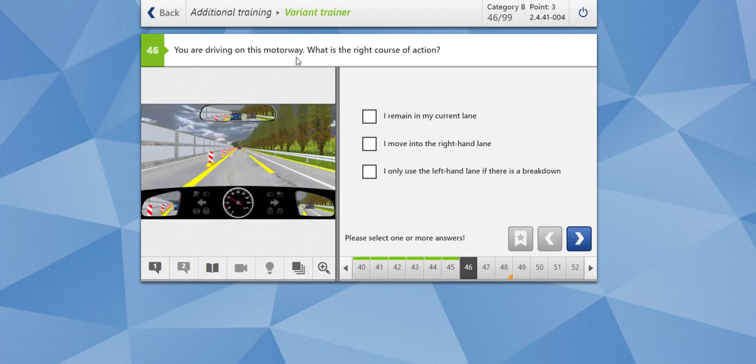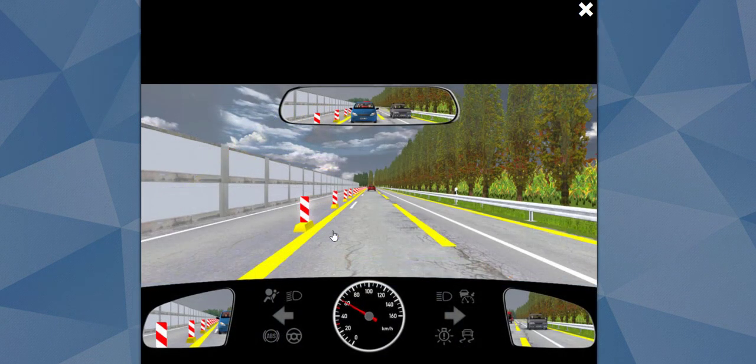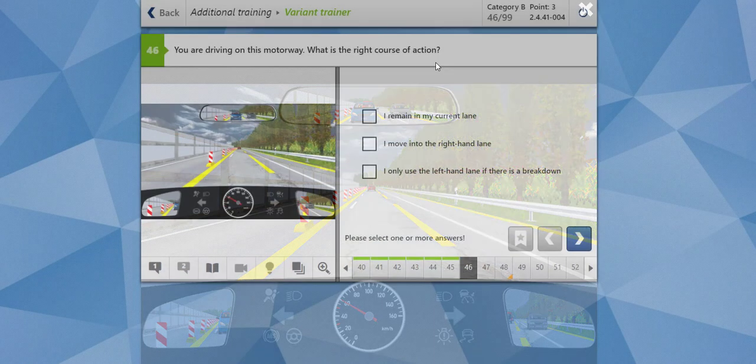You are driving on this motorway. What is the right course of action? So if you look at the motorway, there are yellow lines and some construction is going on. And now these yellow lines have priority over the white lines. So what is the right course of action?